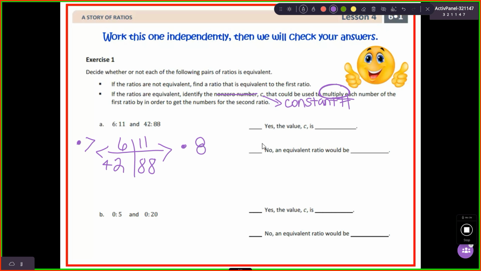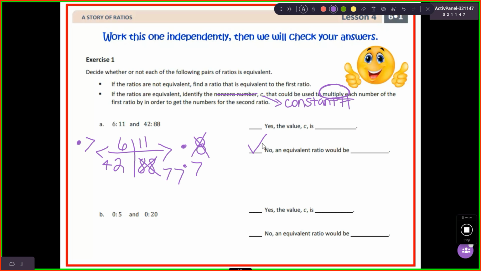Was it equivalent? No. So I give it a check mark. What could have been an equivalent ratio? What that means is we need to correct it. If they multiplied by 7 on the left side, what do you think we need to multiply by on the right? 7. So mark it out like that. Don't erase it. And we're going to multiply by what? 7. And then not only do I have to multiply by 7, and I have already corrected it, have I corrected everything? No. What do I need to mark out? 88. And what do you think is going to go there? 77.